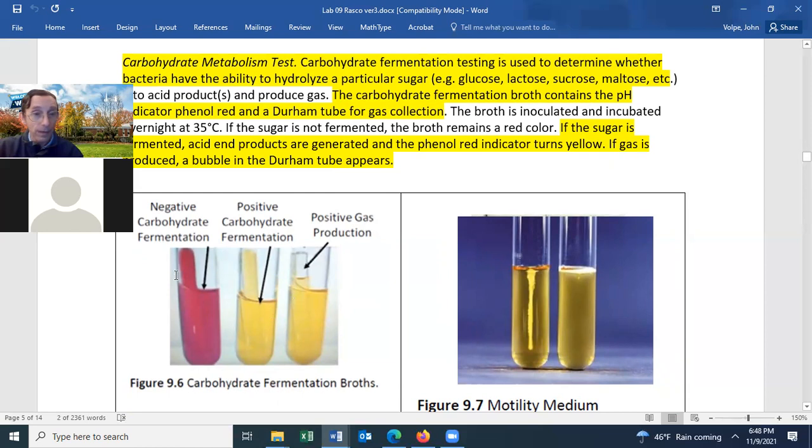The tubes have an inverted Durham tube in it. That's that tube there that is filled with the media. So not only are you looking at the production of acid from the fermentation of that sugar, you're also looking at the production of gas from the fermentation of that sugar. If you have acid and gas, you'll see a tube like this, yellow with the bubble. If it's just acid, it'll only be yellow, no bubble. And if it's no fermentation, it'll stay pinkish or reddish.